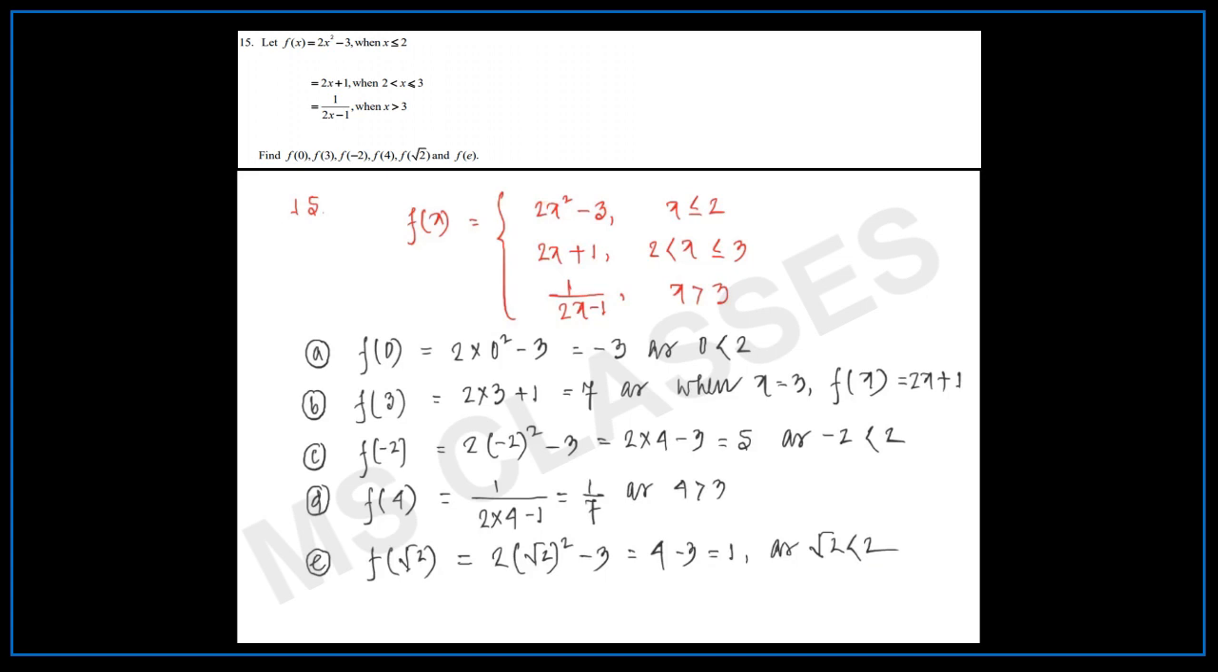Next, we come to subpart F, which we define as f(e). Now e is Euler's number lying between 2 and 3, so you can use this definition for the output of the function. So it is 2e + 1, as e is less than 3 and greater than 2.